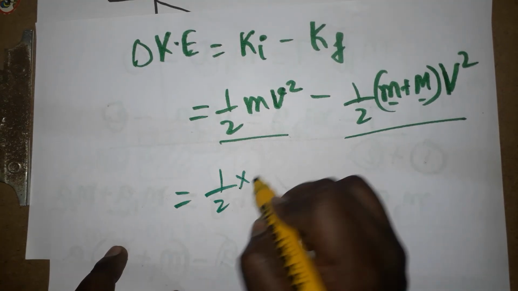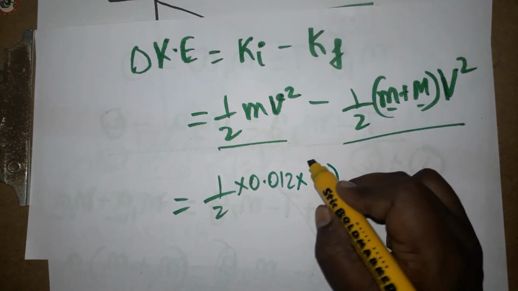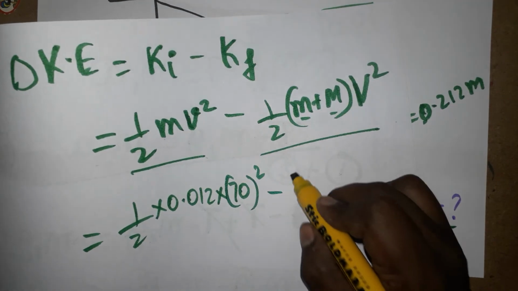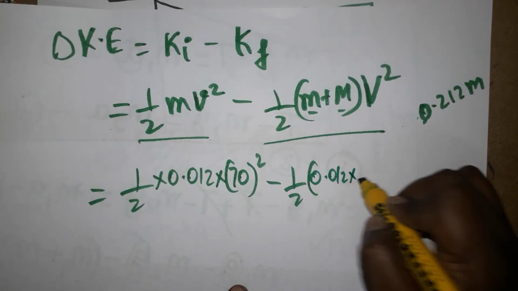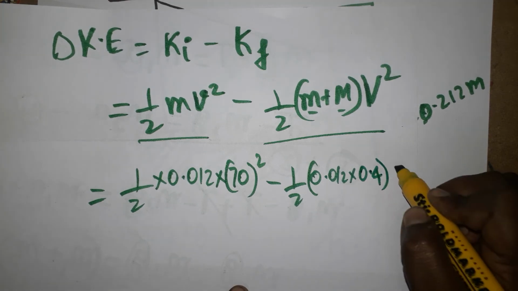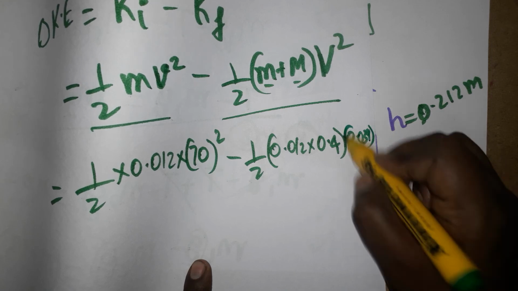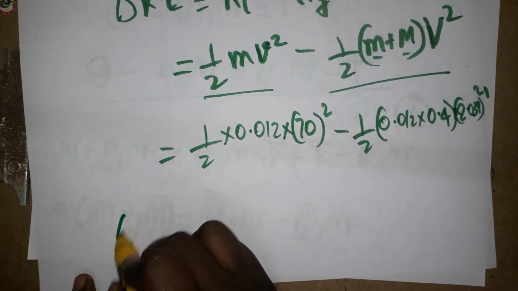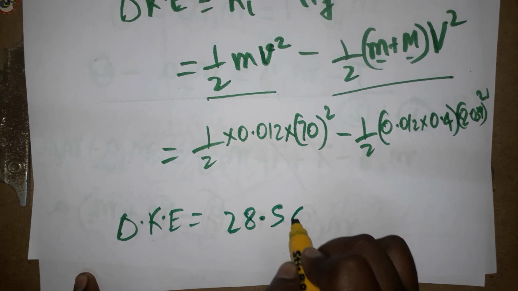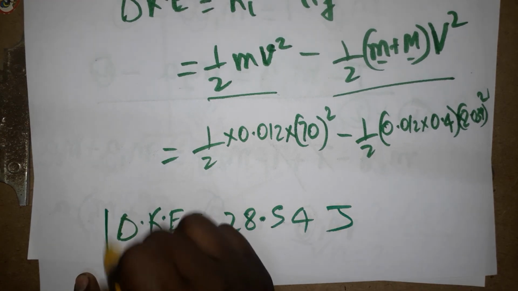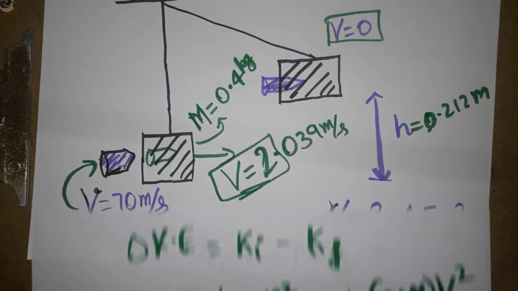It is half of the bullet mass 0.012 into the bullet velocity 70 whole square, 70 meter per second, minus half of small m, the bullet mass 0.012, plus capital M, the block mass 0.4, into the total velocity we found, 2.039 whole square. After this whole calculation, the changing energy is 28.54 joule. This much is produced in the form of heat during this process.